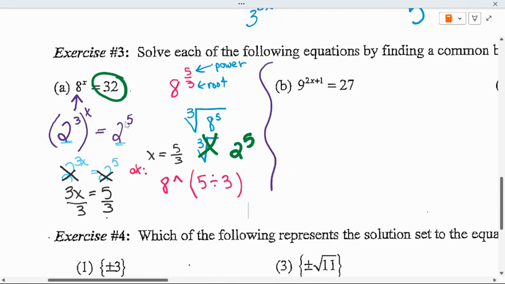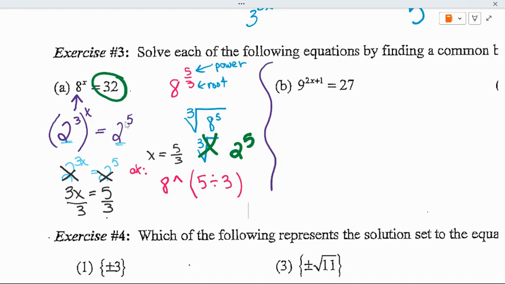So let's talk about example B. I have 9 to the 2x plus 1 power equals 27. How did you cross out the cube root of 8? What is the cube root of 8? What number can I multiply by itself? It's 2. That's how I got rid of it.